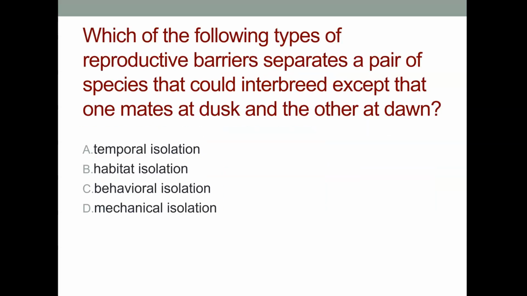Okay. So ask yourself what the answer to this question is. Hopefully you recognize that temporal isolation would lead to a reproductive barrier. If one group within that population is active at dawn, whereas the other one is more active at dusk, we could see reproductive isolation start to occur within this population. So it's a timing issue. Some of the animals are active in the morning, others are more active in the evening. So it's temporal isolation, A.